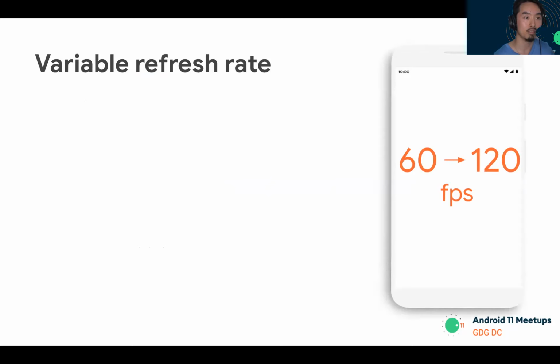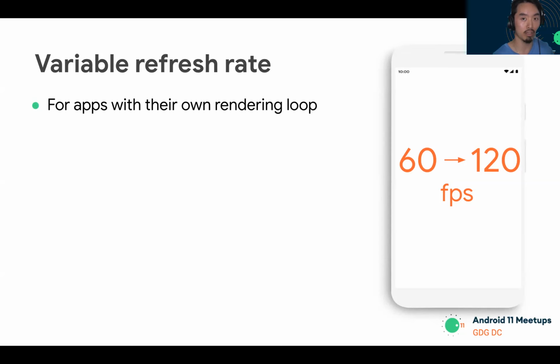Next up is about variable refresh rates. So previously, a lot of phones rendered onto the screen at 60 hertz, 60 frames a second. And within the last few years, a lot more phones have had much higher FPS than before, all the way up until 120 hertz even. And you now have a lot more control over it in Android 11, which is more useful if you have control over the rendering loop. If you're just developing apps with the standard SDK, then this might not apply to you.